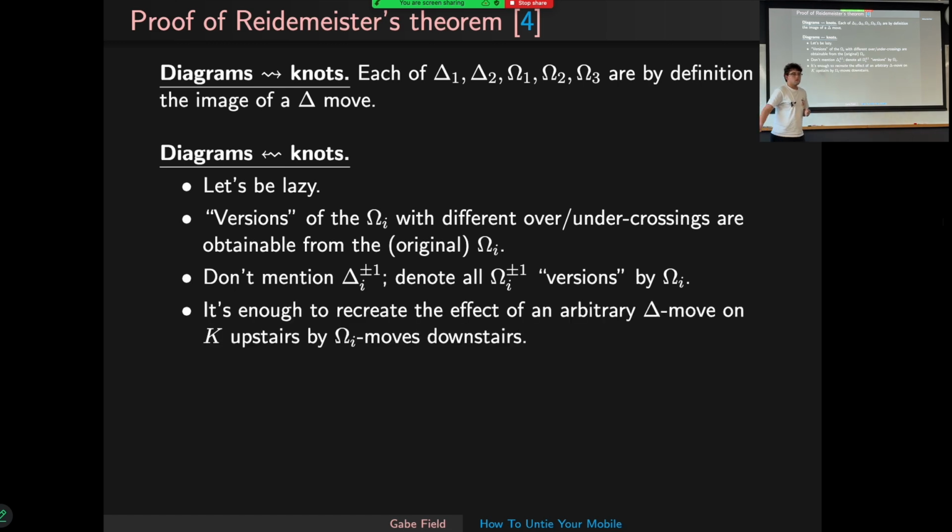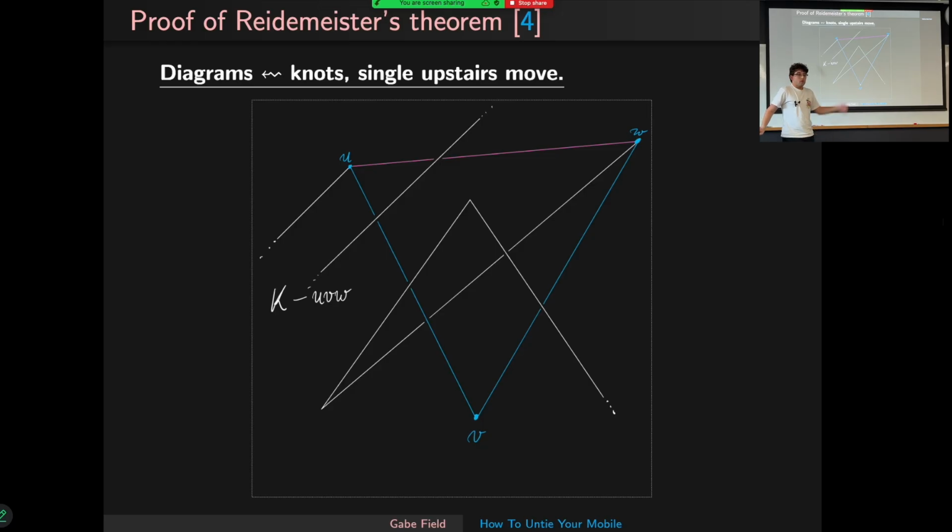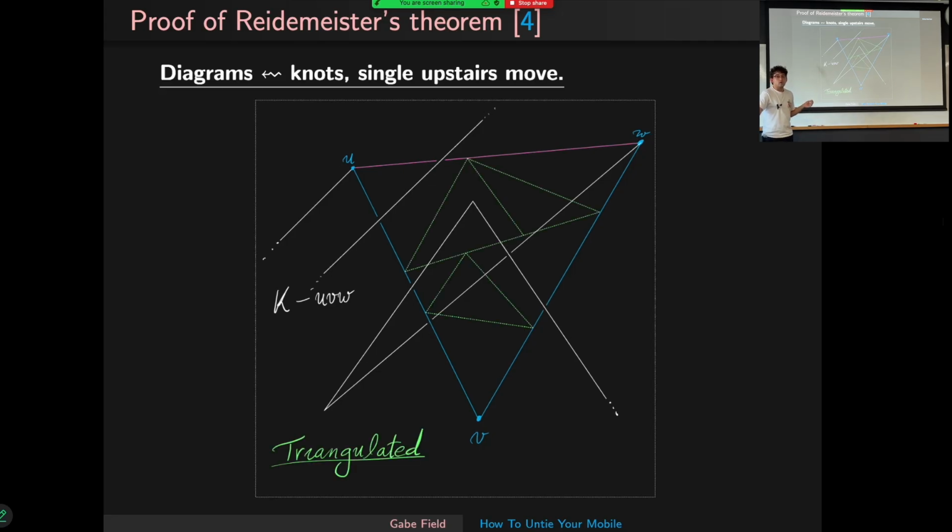Okay. So at this point, it's enough now to recreate the effect of an arbitrary delta move upstairs by Reidemeister moves downstairs. Cool. So the problem is that an arbitrary move upstairs may be rather complicated downstairs. It might cross over multiple crossings, extra bits that don't actually have crossings in the middle, might cross over vertices, and so on and so forth. So what we're going to do is, because this is nice and combinatorial, we've got a finite number of these little segments to actually consider, I'm going to chop up this triangle. So we're going to triangulate it in a way that isolates each of these interesting interactions one by one, so there's only one thing to consider in each triangle.